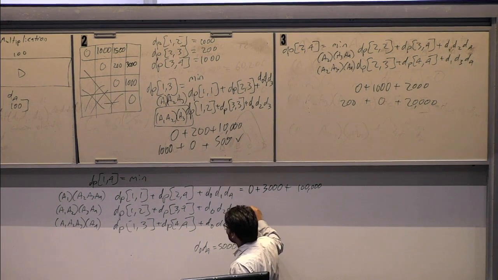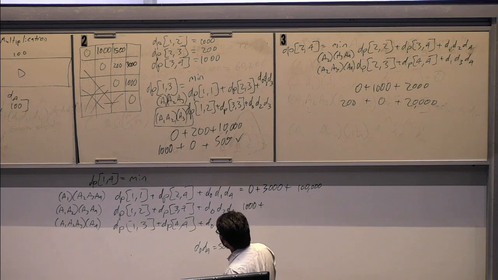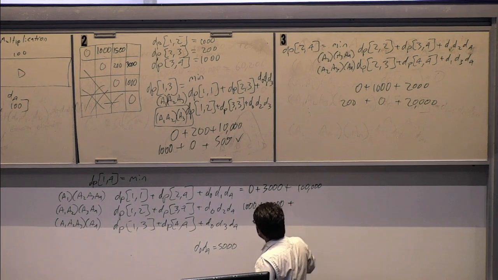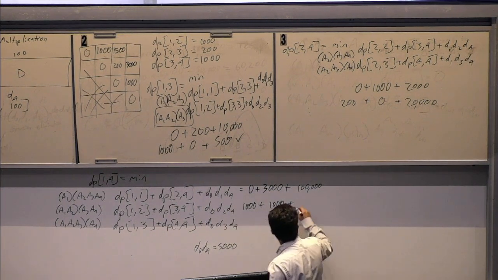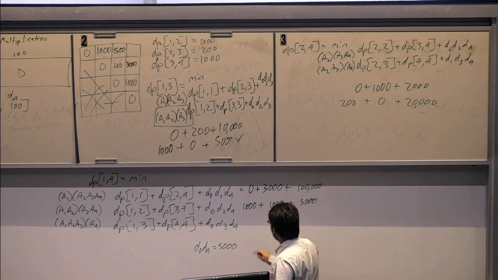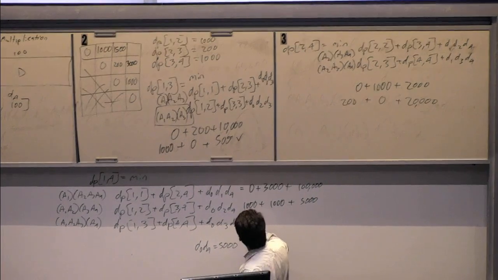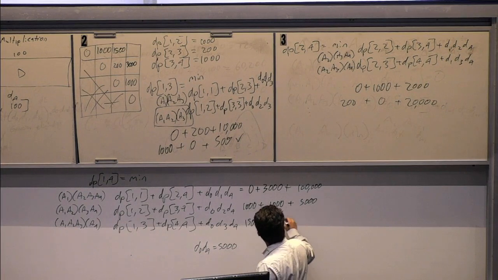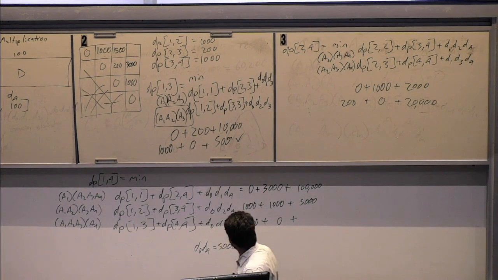What is D1 comma 2 is going to be 1,000 plus dp of 3 comma 4, which is also going to be 1,000, plus 5,000 times d2, which is 1. So that's simply going to be 5,000. Dp of 1 comma 3 is going to be 1,500, plus dp of 4 comma 4, which is 0, plus 5,000 times d3, and d3 is 10, so that's 50,000.